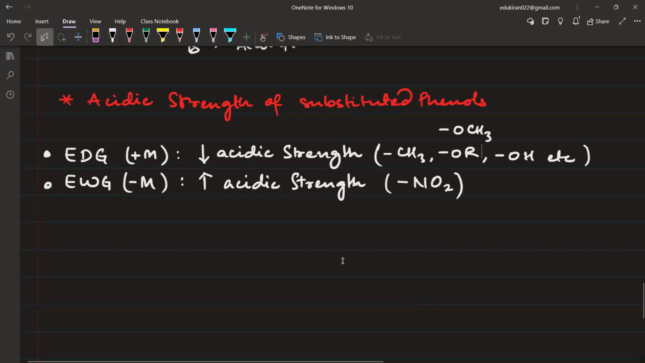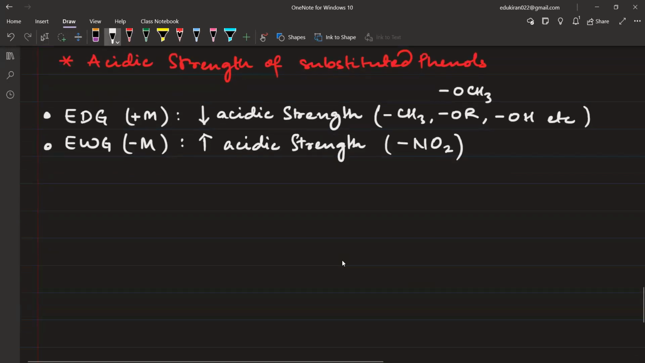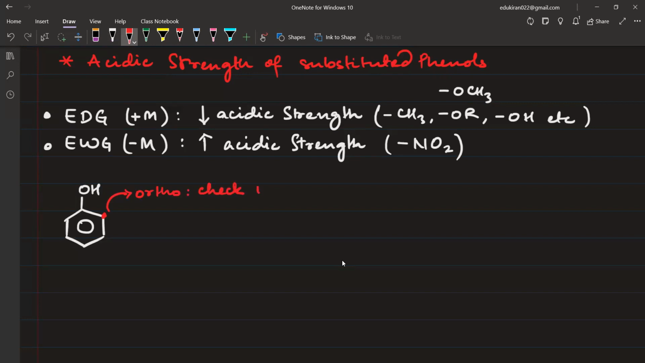So first thing is that you identify what is the substituent. Then you have to also identify what is the placement, where the substituent is added in phenol, ortho, meta or para. So phenol is like this. Benzene ring with a OH group, this will be phenol. This position is ortho. So if any group is attached on the ortho position, you are going to check is it plus M or minus M. Okay, is it plus M or minus M?